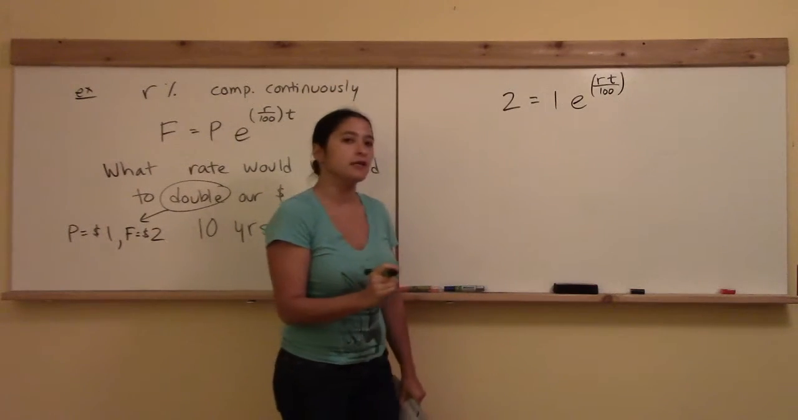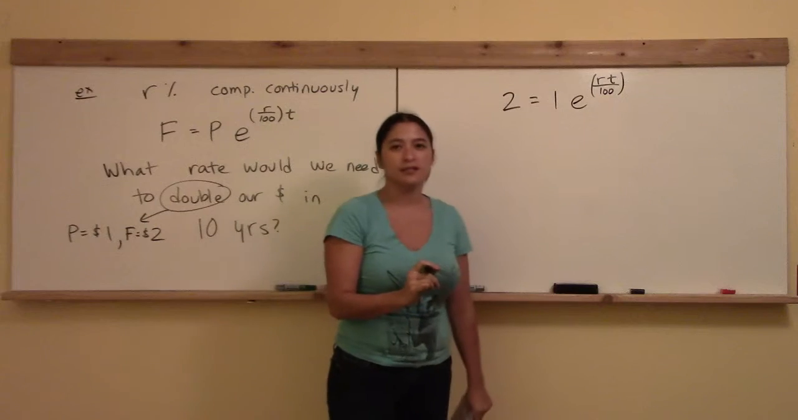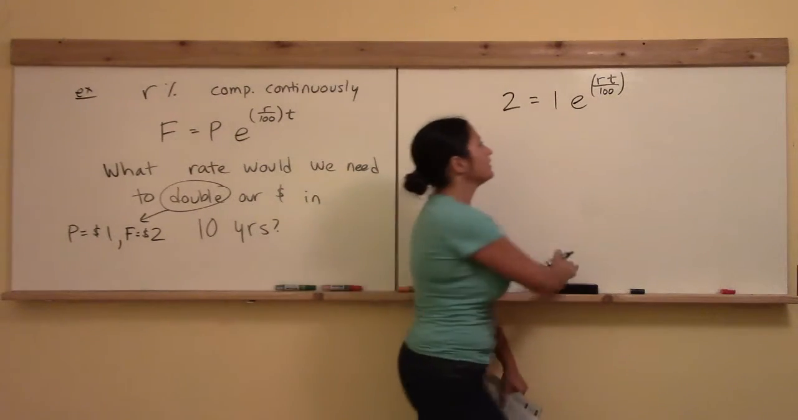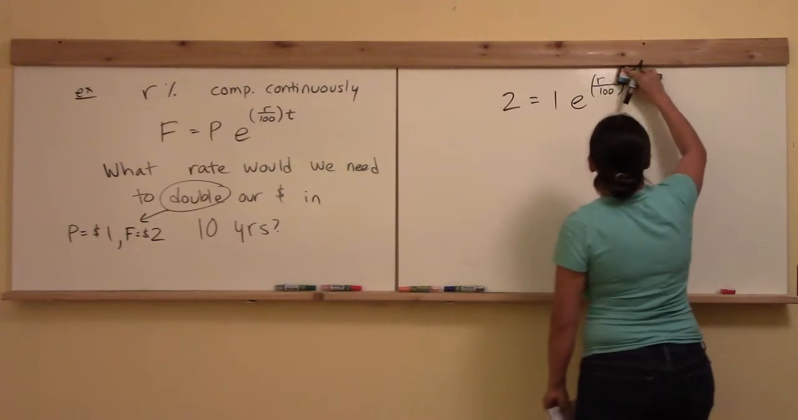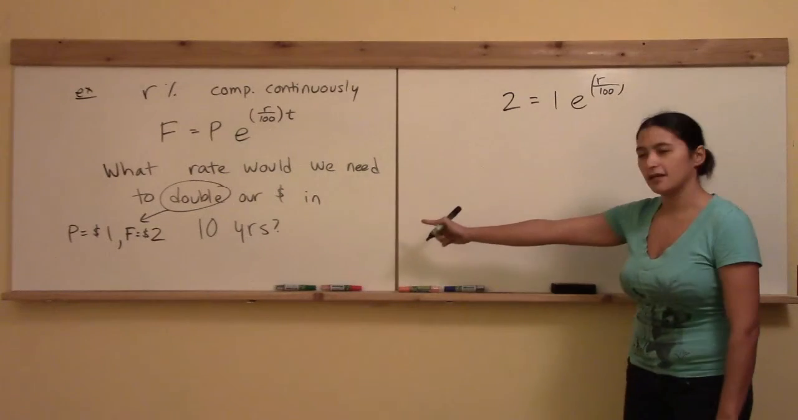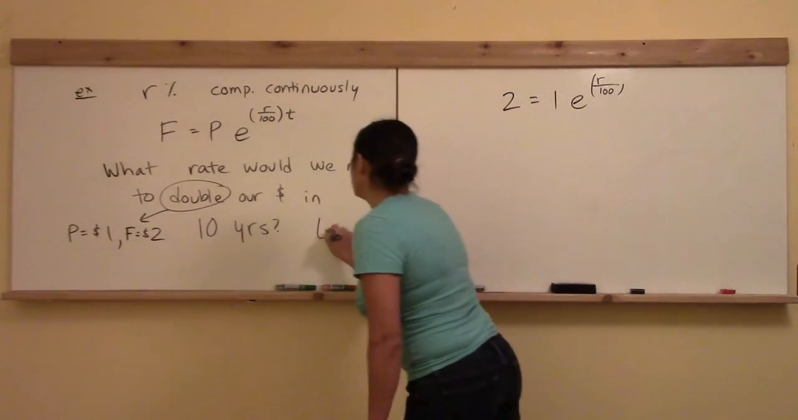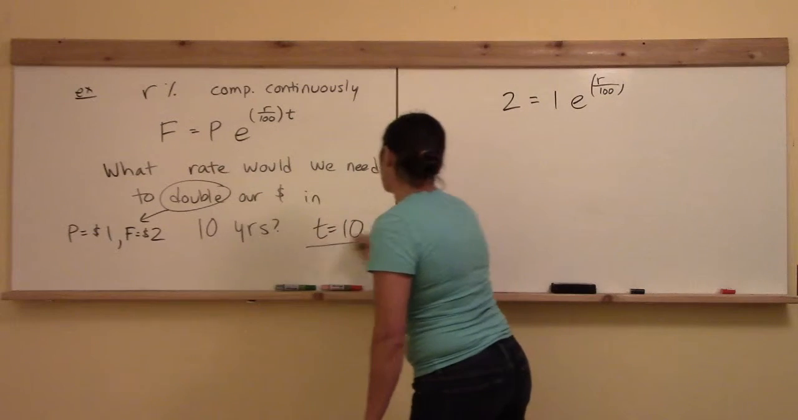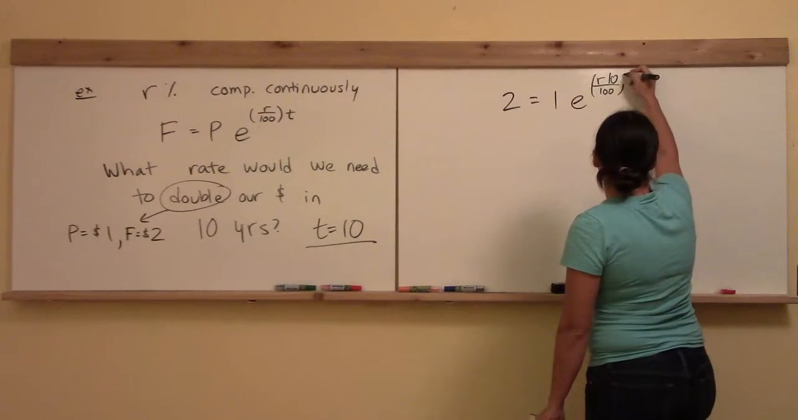You don't have to do that necessarily. Did you do anything else there? Oh yeah, that's right. I actually gave you a value for t. It says right there that I'm going to double it in 10 years. So hopefully you realize that for this problem, the t is already given to you as 10.